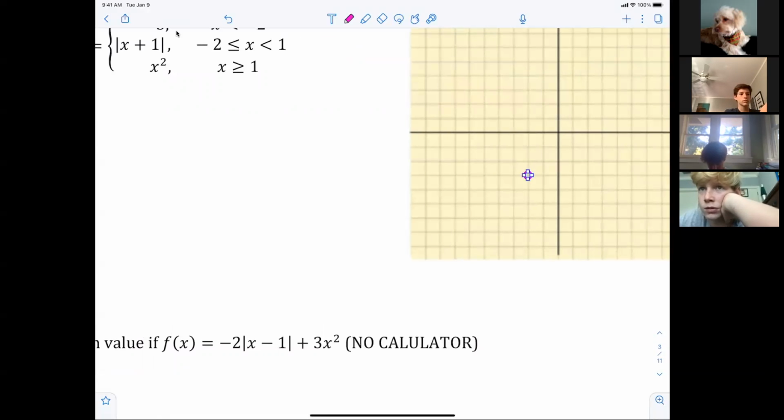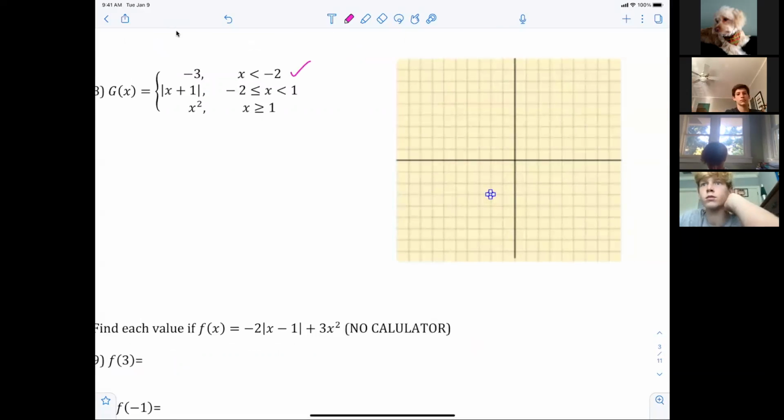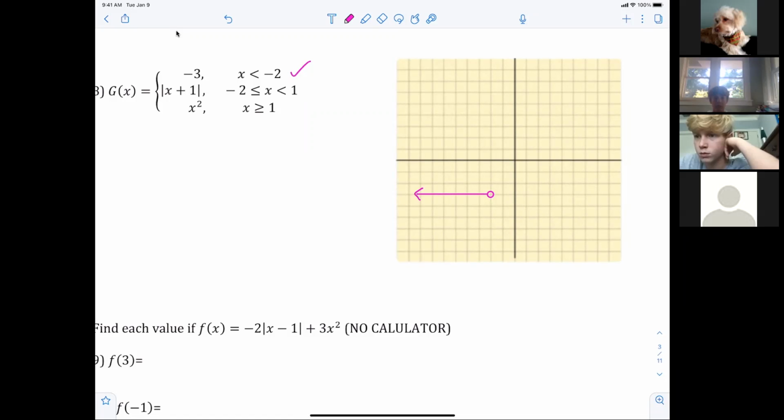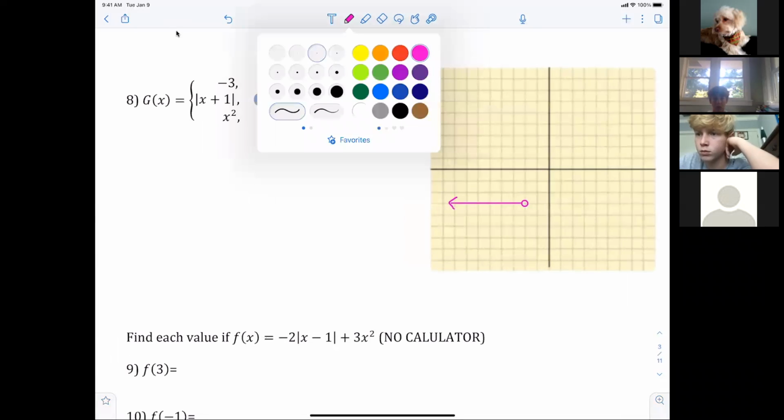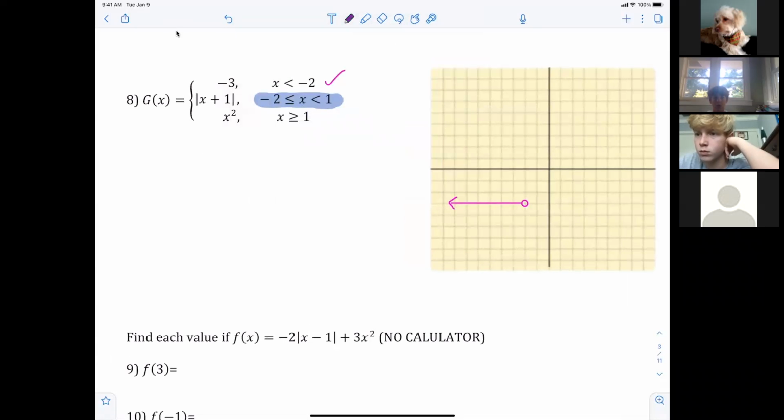Anybody have any issues so far? And then it's less than -2. Because it's less than -2, I'm going in this direction, and it's just a horizontal line. Everybody comfortable with that? All right. So now, once again, I'm graphing the absolute value between -2 and 1. We should know that this has just been shifted to the left 1, and then we create a V.